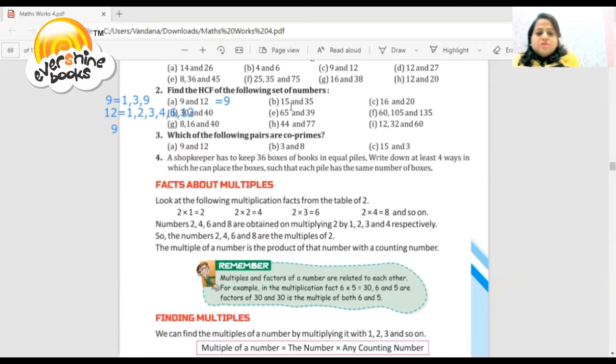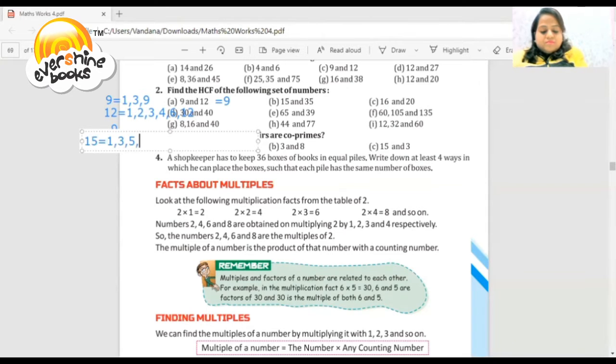Okay, now question B: 15 and 35. First, find out the factors of 15 and the factors of 35. So the factors of 15 are 1, 3, 5 and 15 itself. Now tell me the factors of number 35.